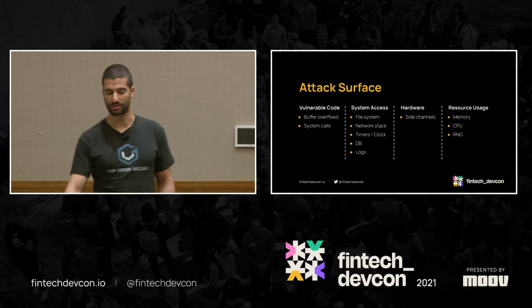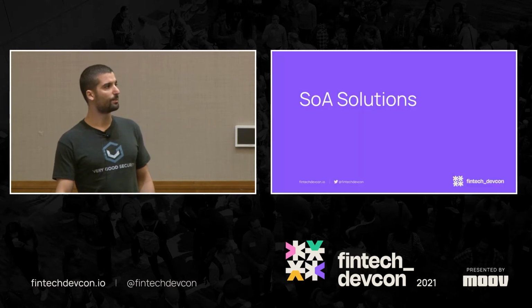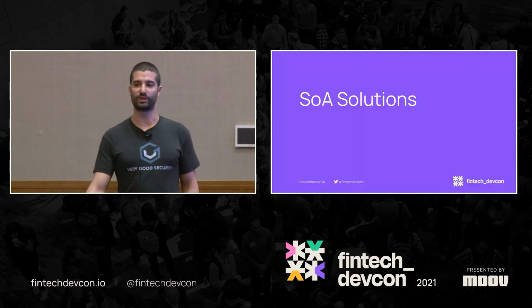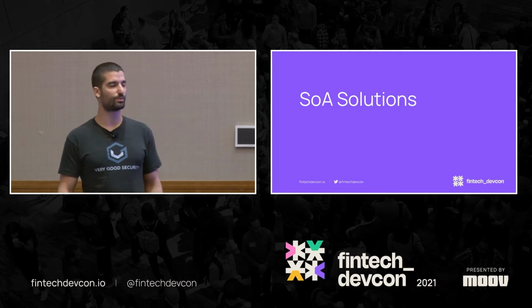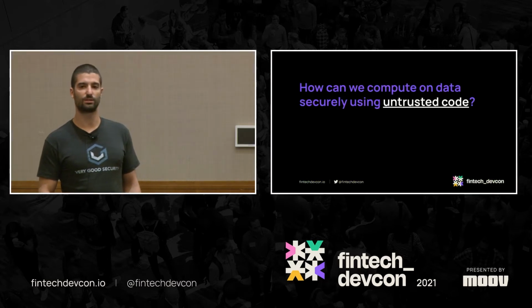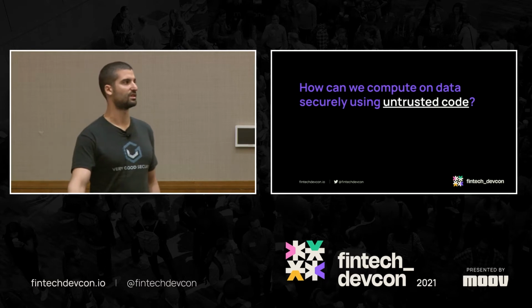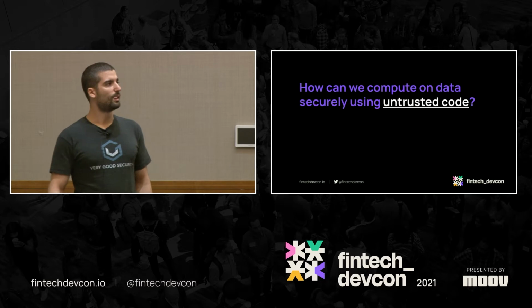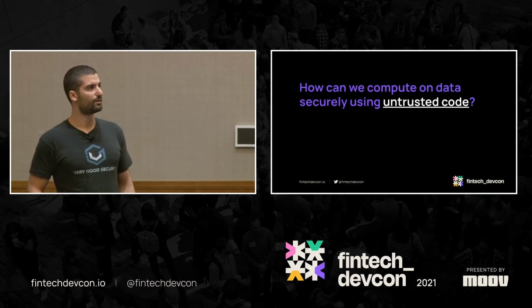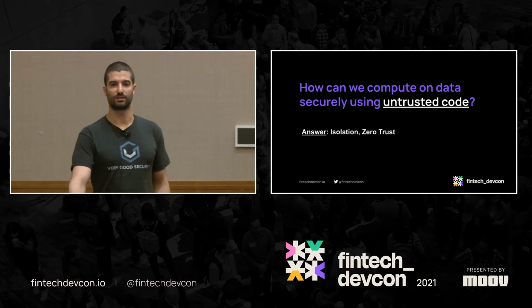So as you can see, this is quite the attack surface we need to secure against when doing data computations. And before I go into what we're doing here at VGS to secure these data computations, let me present to you the state-of-the-art solutions for confidential computing and what they have to offer. How do these solutions go about answering this question? How can we compute on data securely using untrusted code? Well, for most of them, it really boils down to isolation.